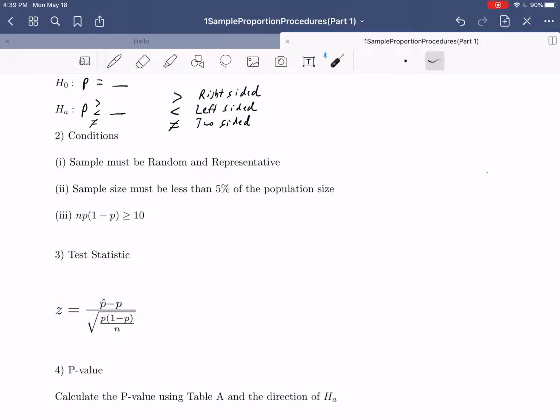All right, let's go ahead and talk about the test statistic. First thing that should stand out to you is that the test statistic here isn't going to be a t-test statistic. Instead, it's going to be back to our original type of distribution, the actual normal distribution. So it'll be a z-test statistic.